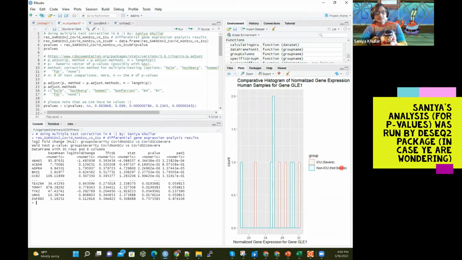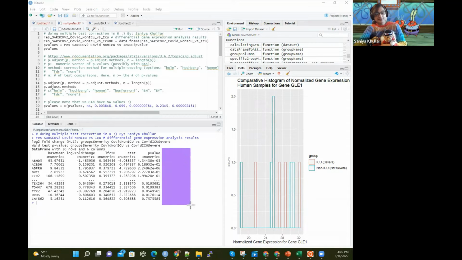So it gives its own adjusted p-value. I ran this using a package in R, but let's ignore this right here. It gives them a p-adjusted value. But the key result is that it gives you a base mean, a log 2 fold change, the standard error for this fold change. So it's comparing the non-ICU patients with the ICU patients. So non-ICU, I said, is not severe, and the ICU, intensive care unit, is severe.